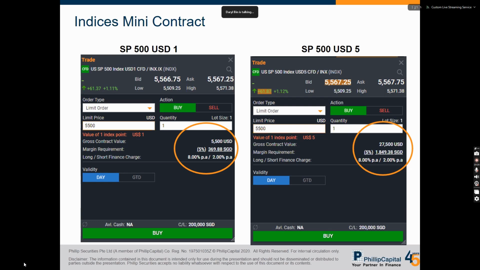Do note that our contracts track the performance of the cash index and include dividend adjustment. Also, the price may differ from the cash index, and different indices have different leverage. We offer up to 20 times leverage.